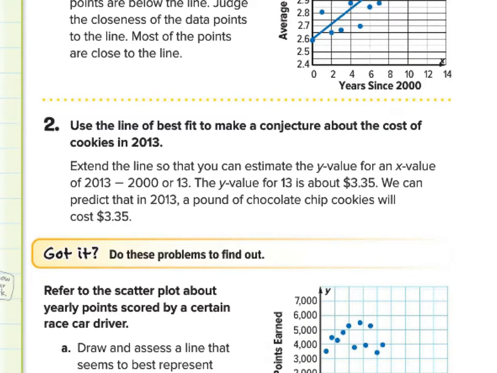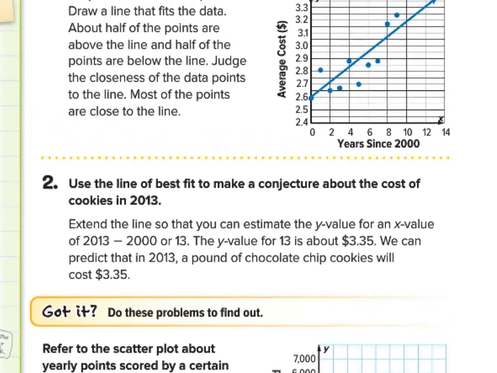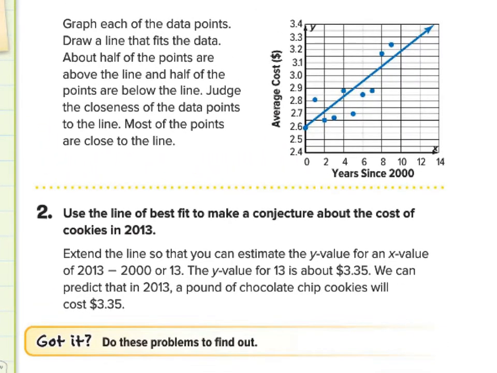So we're being asked now in example 2, or actually we're not being asked to do it, we're just going to analyze the data. Use the line of best fit to make a conjecture about the cost of cookies in 2013. Okay, in 2013, so if we're following this line, and here's the years, it looks like we're going out by every 2 years, we're right here. So right about this line, which looks to be about $3.35. Right? Do you see that?